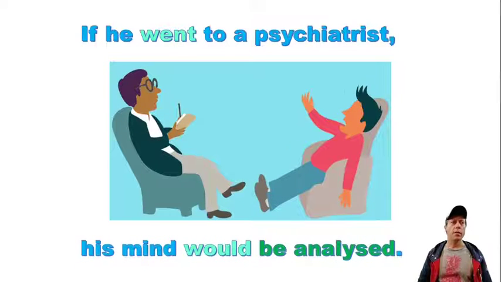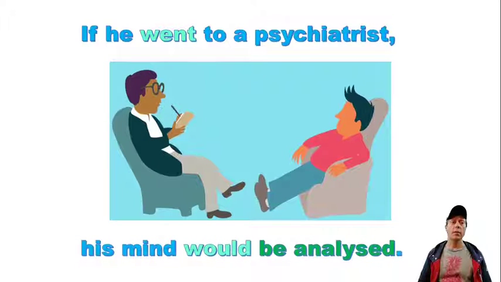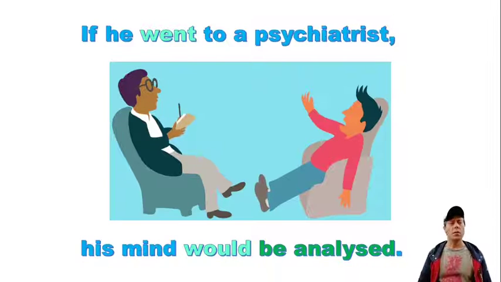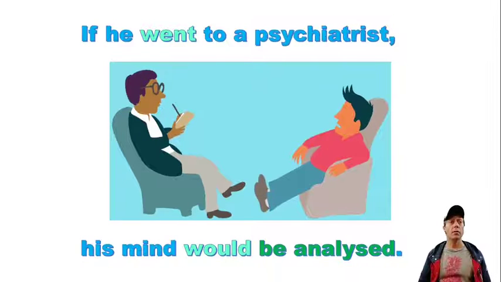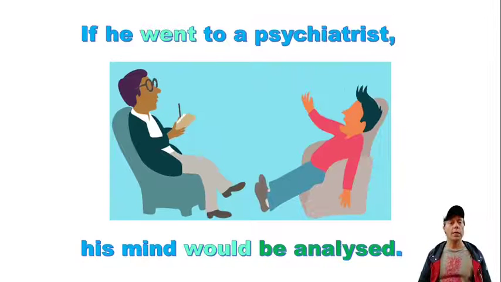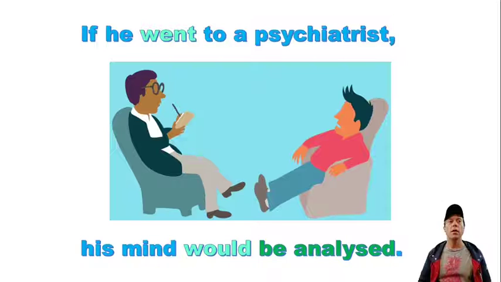If he went to a psychiatrist, his mind would be analyzed. We're using the past simple or V2 because he's not going to go to a psychiatrist. The chance is very low. What I'm implying is that it would be a good idea because, in my opinion, his mind needs to be analyzed.